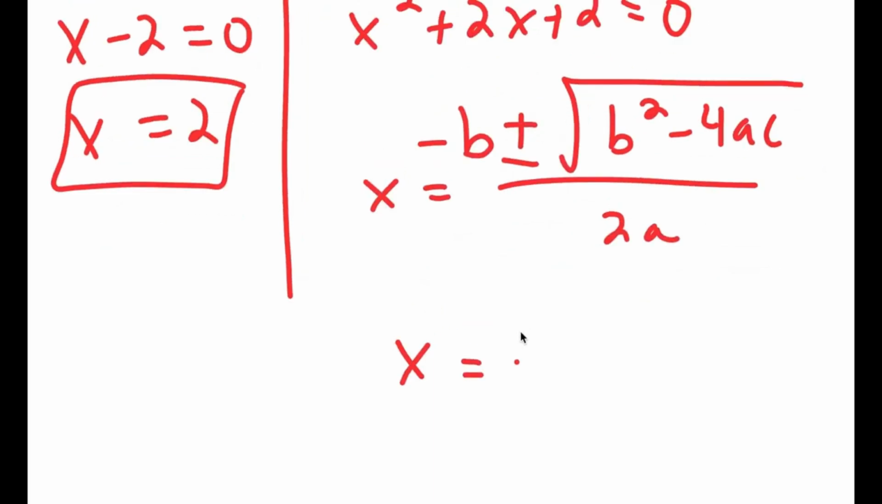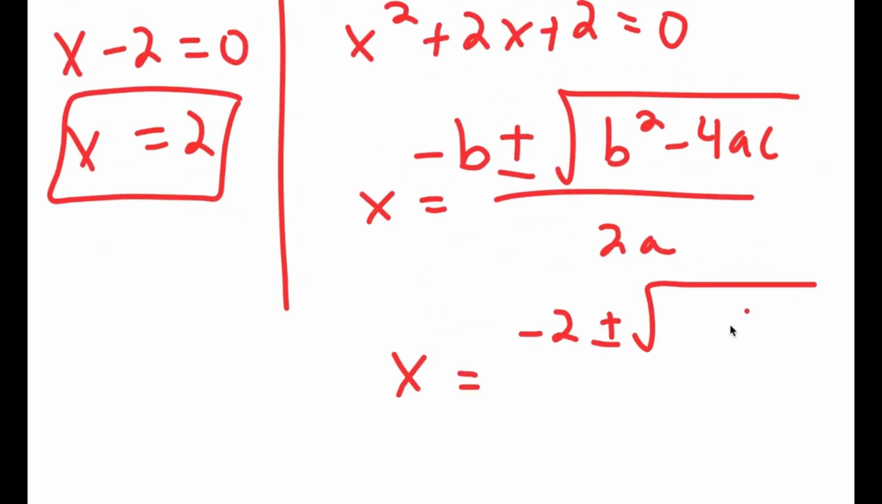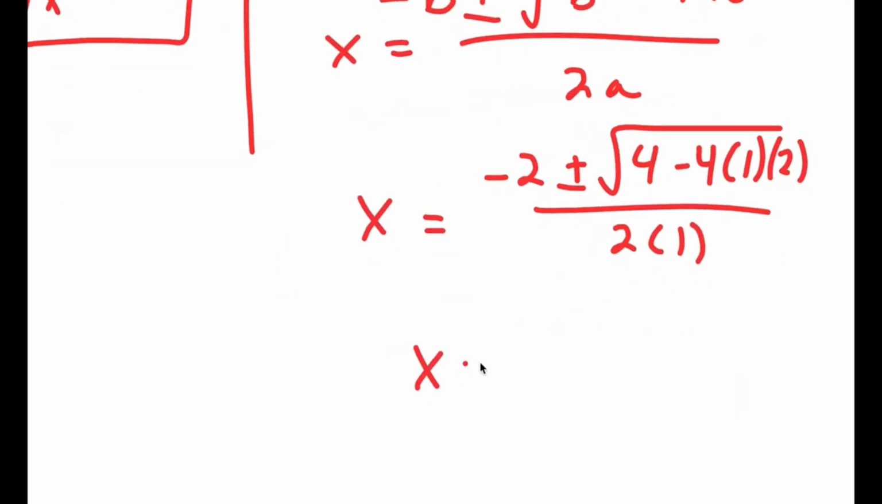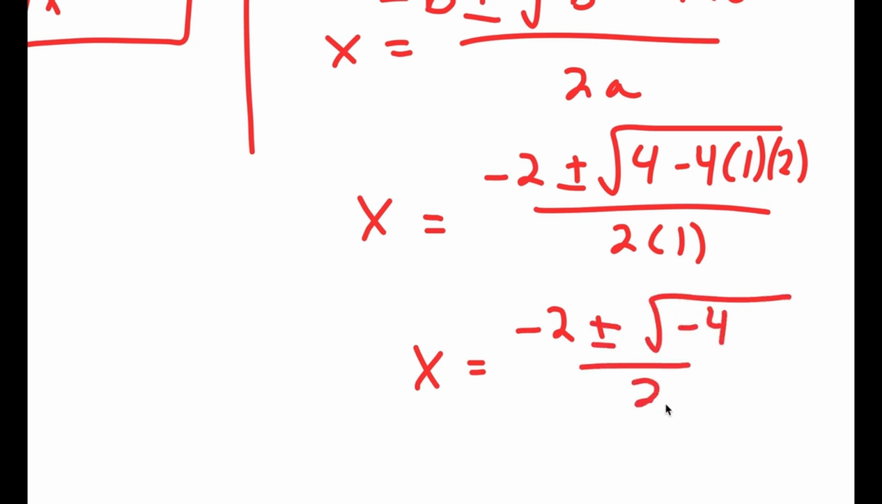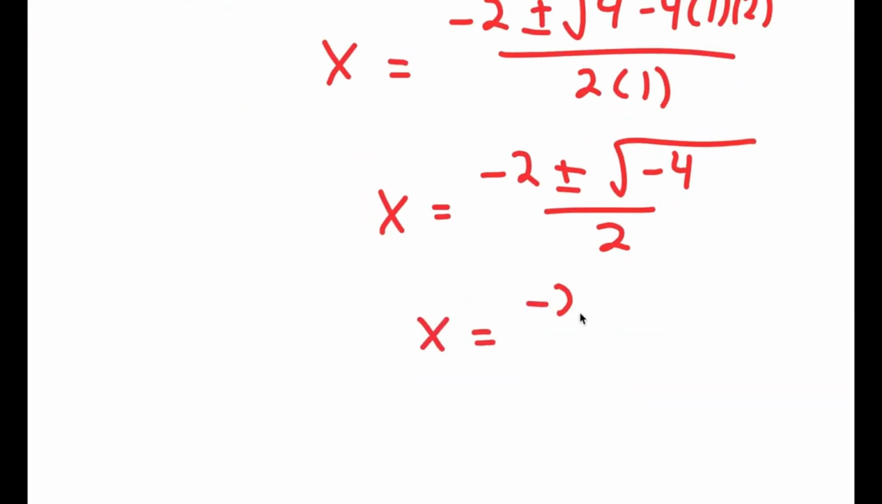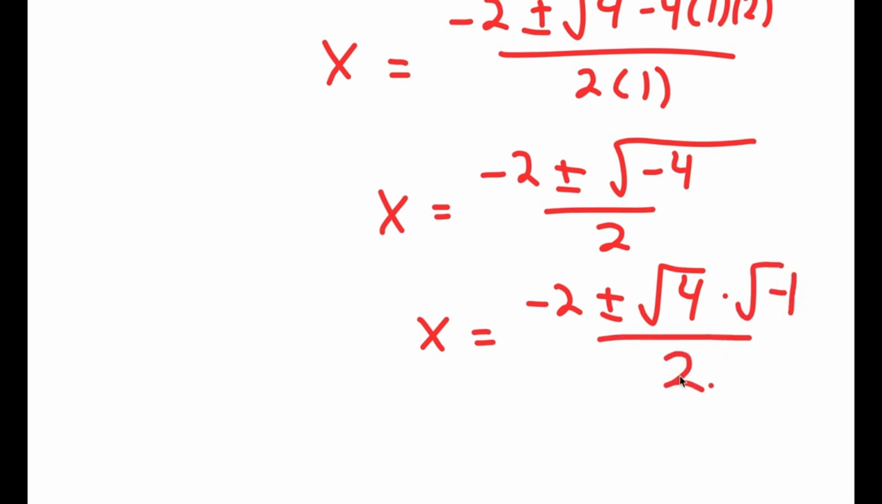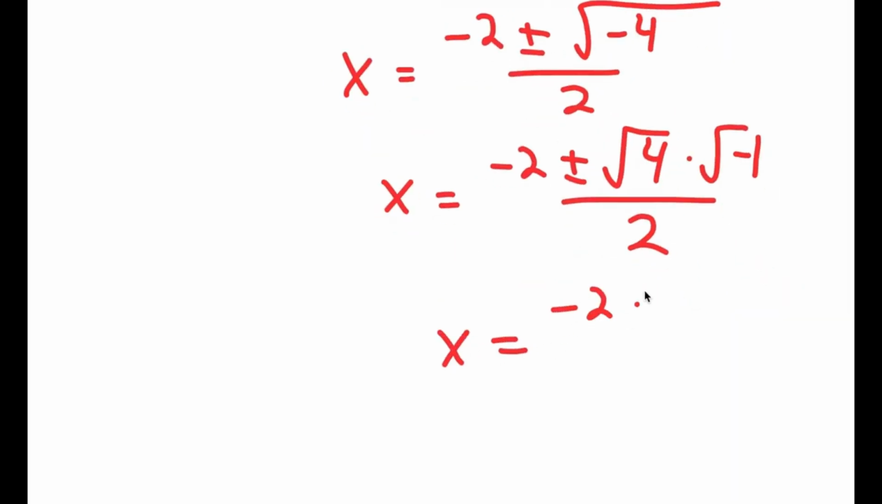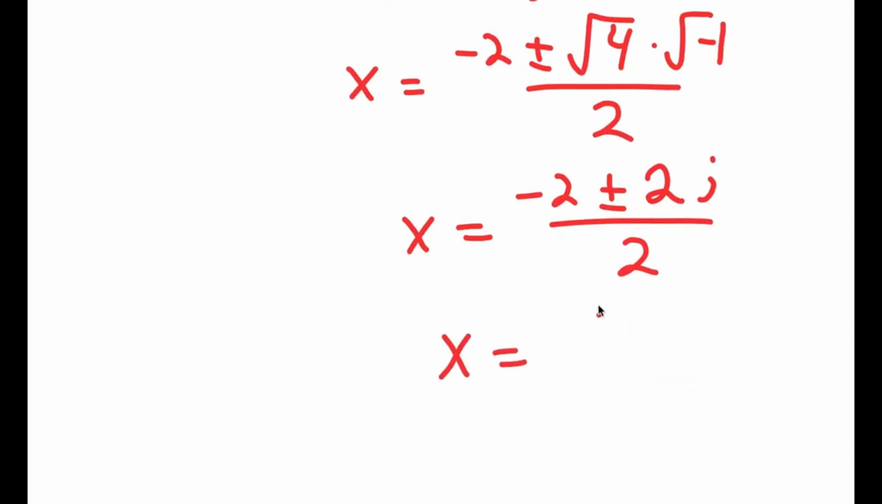So I get x is equal to negative 2 plus or minus the square root of 2 squared, which is 4, minus 4 times a, which is 1, times c, which is 2, all over 2a, so 2 times 1. And now this is equal to negative 2 plus or minus the square root of 4 minus 4 times negative 1... of 4 minus a, which is negative 4, over 2, which is equal to negative 2 plus or minus the square root of 4 times negative 1 over 2, which is equal to negative 2 plus or minus 2i. Square root of negative 1 is the same thing as i, over 2, which is the same thing as negative 1 plus or minus i.